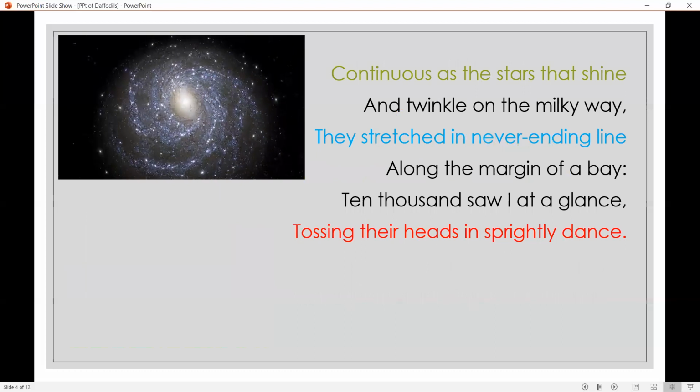Continuous as the stars that shine and twinkle on the Milky Way, they stretched in never-ending line along the margin of a bay. Ten thousand saw I at a glance, tossing their heads in sprightly dance. Now, continuous as the stars that shine and twinkle on the Milky Way, they stretched in never-ending line along the margin of a bay.